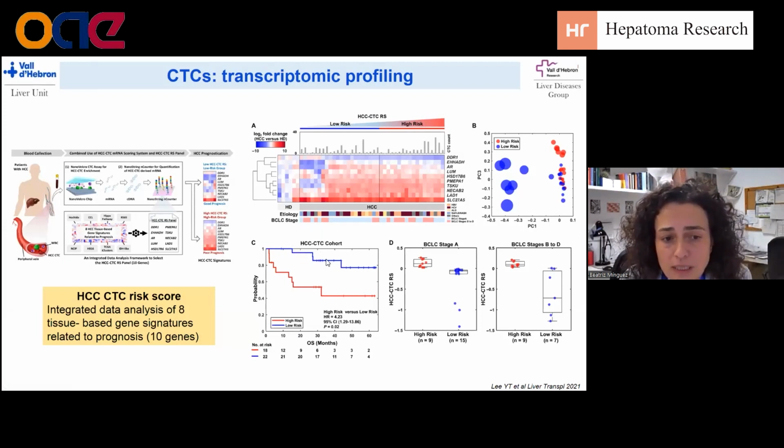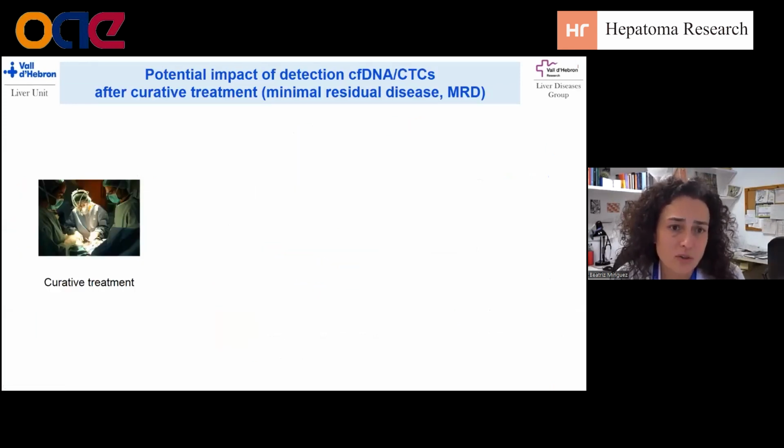As you can see here in the whole cohort, it was clearly discriminating patients with high risk and low risk with different survival. But more interestingly, when they look at the same stage, early stages or advanced stages, the score was able to discriminate patients with better or worse prognosis. And what would be the potential impact of detection of this cfDNA or CTCs, meaning potential minimal residual disease?